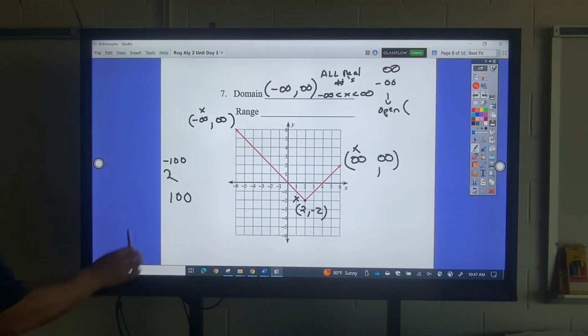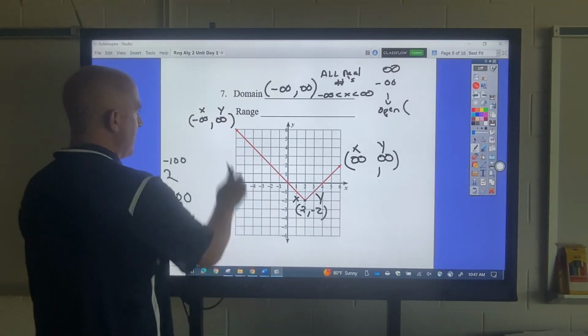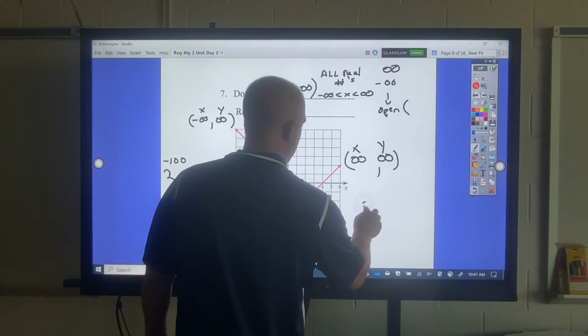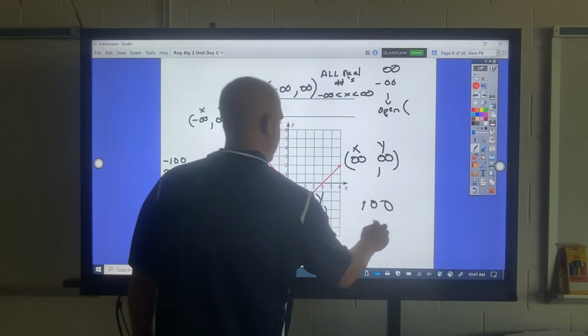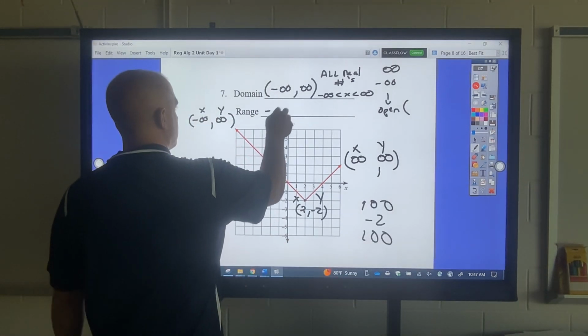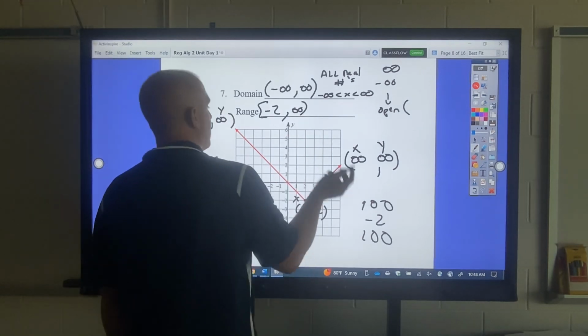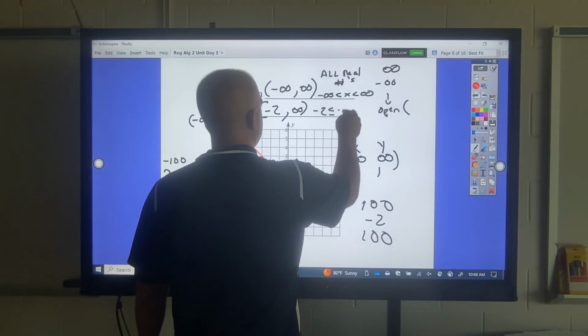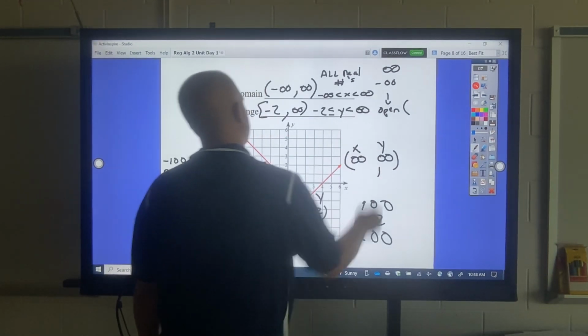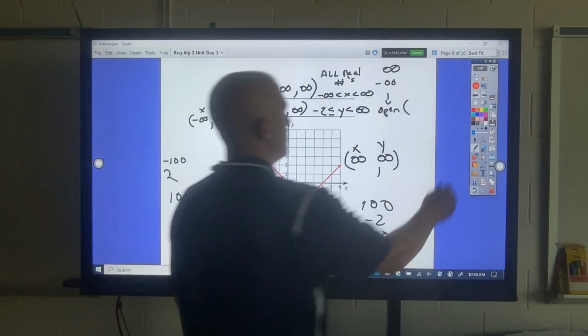Okay? The range is y's. So for my range, I've got infinity or 100. I got -2. I got 100. What's the smallest one there? That's -2. Okay, what's the biggest? 100 or infinity? Once again, another way you could write that. Just like that. Okay? All right, a bunch of different ways to write it.